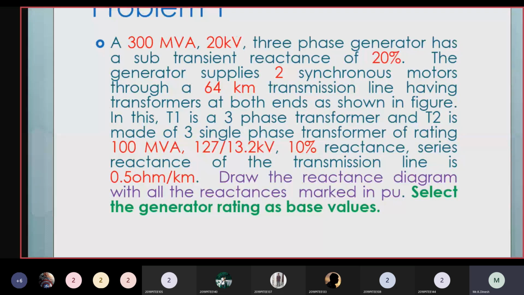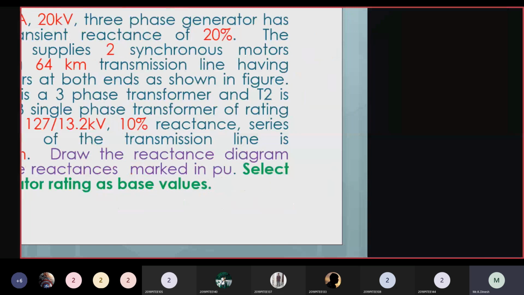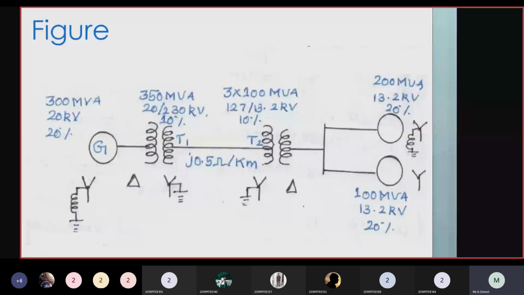Second, the generator supplies two synchronous motors. So the generator is connected with the two synchronous motors, that is, your load is motor. It is clearly mentioned in the problem. So you have one generator connected with your two motors. In between, you have a transmission line and two transformers.